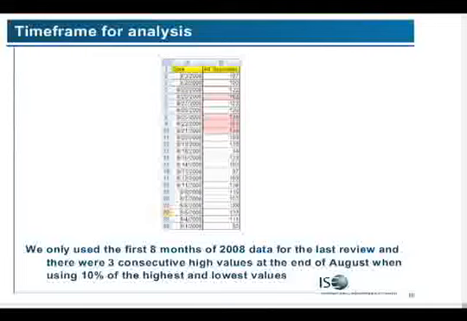So we dump the numbers into a spreadsheet. We sort them by high and low, and then anything in this pinkish or red color would have been the 10% highest values, and anything in the 10% lowest values will be in a light green color. All right. So when we did this analysis for the first 8 months of the year last year, we had these 3 consecutive high values on August 21st, 22nd, 25th. There's a weekend in there.